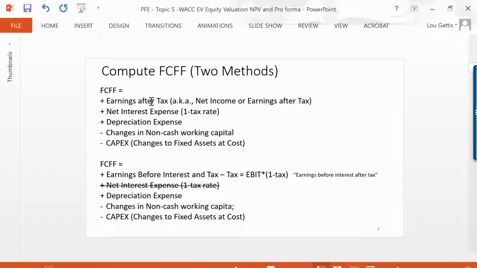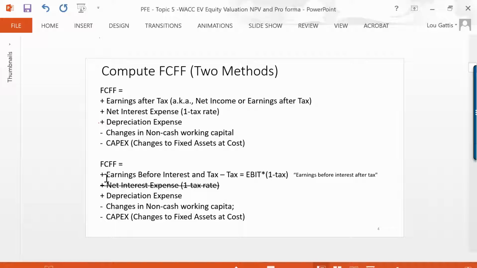Therefore, that cash flow is available to pay both debt and equity holders. And then I'll add depreciation, because that's not a real expense. To get to cash flow, I need to go from earnings, add back depreciation, subtract any changes in non-cash working capital, and subtract out capital expenditures, which may be listed in a financial report as changes to fixed assets at cost.